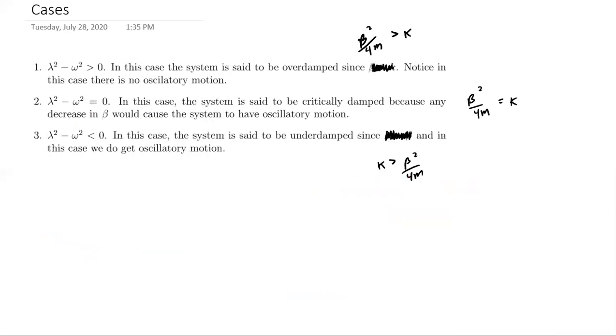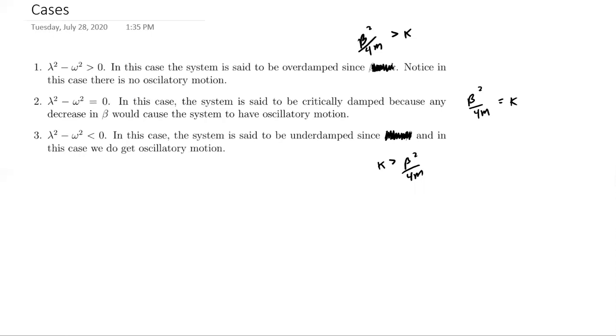Now, let's see what's going on in each of the cases. First, the case where lambda squared minus w squared is greater than 0. As we know, this is the case where we have two distinct real roots. In terms of the language of this system, we would say that the system is overdamped.